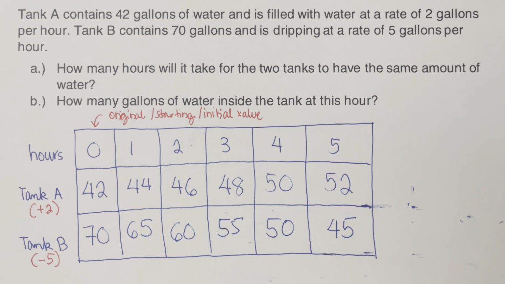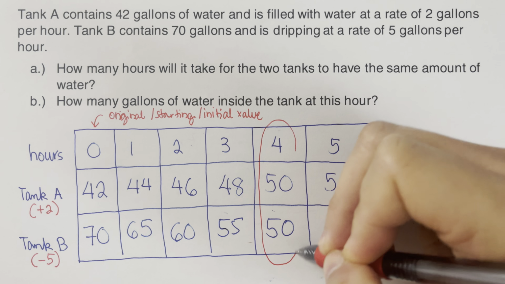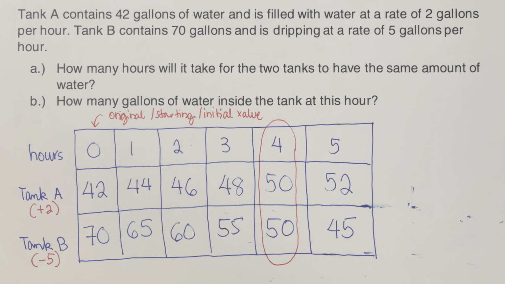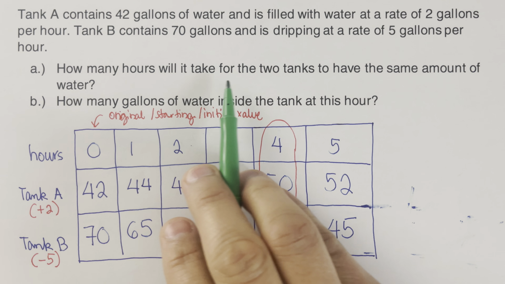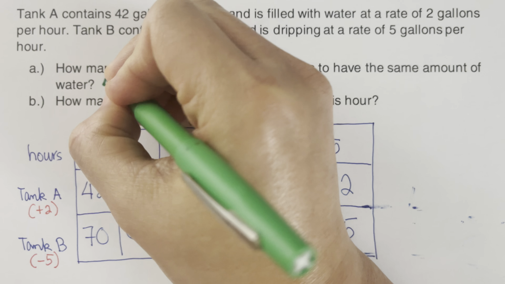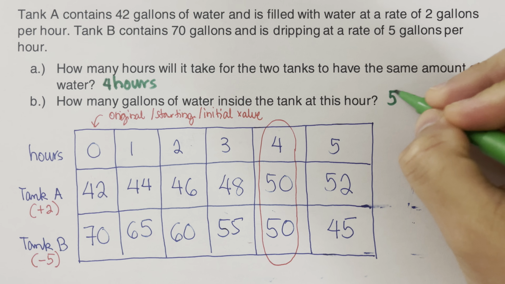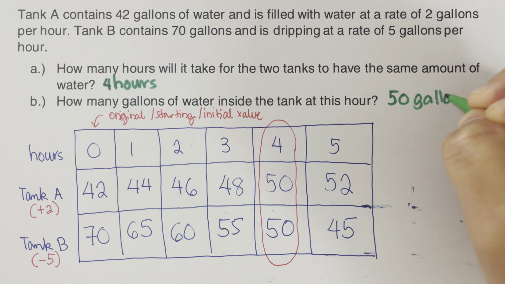So we go ahead and look at the value where the volume or the number of gallons for both tanks are the same. So this value is on the 4th hour. So both of them have 50. So then we can go ahead and answer the questions that we have right here. How many hours will it take for the two tanks to have the same amount of water? So it's going to take 4 hours. So I'm just going to write that up here. So that's 4 hours. And how many gallons of water inside the tank at this hour? So both tank A and tank B after 4 hours will have the same gallons of water at 50. So this will be 50 gallons for both tanks.